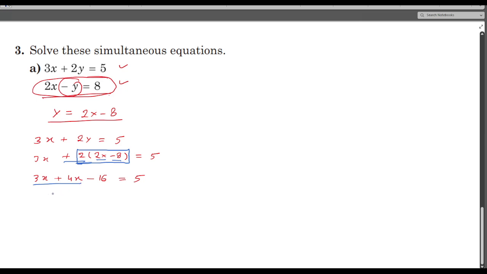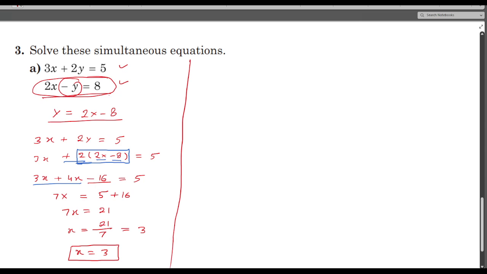Now 3x plus 4x is 7x. So your result is 7x equals, and I am transferring the minus 16 to the right side, or you can say I'm adding 16 on both sides. It is 5 plus 16, which is 21. Your 7x equals 21, which gives x equals 21 divided by 7, which is 3. So the value of x we get is 3. This is one method we implemented, which is called the substitution method.